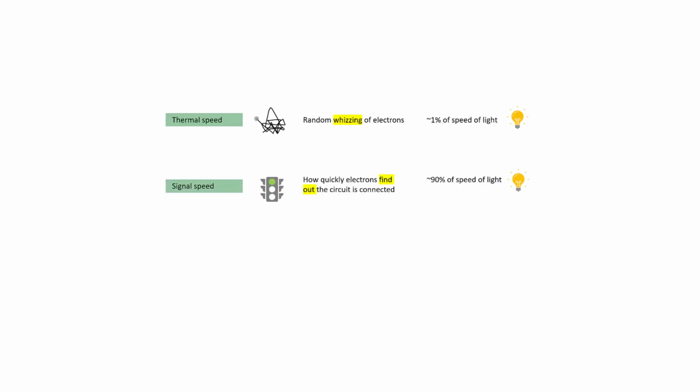When the circuit is connected, this is like the locomotive starting to pull the train. Each carriage starts moving almost immediately as the couplings take up the slack. In an electric circuit, this is the speed at which the electrons find out that the circuit's connected. It's called the signal speed, and it's even quicker than the thermal speed, about 90% of the speed of light.